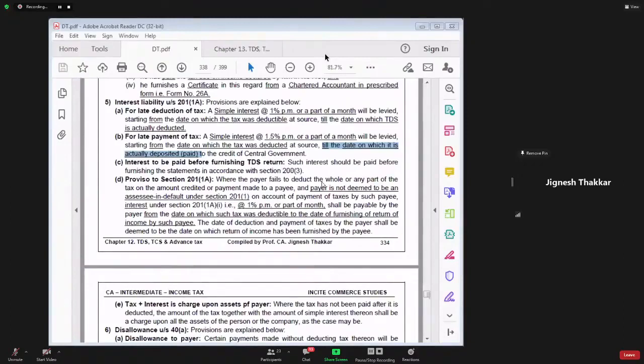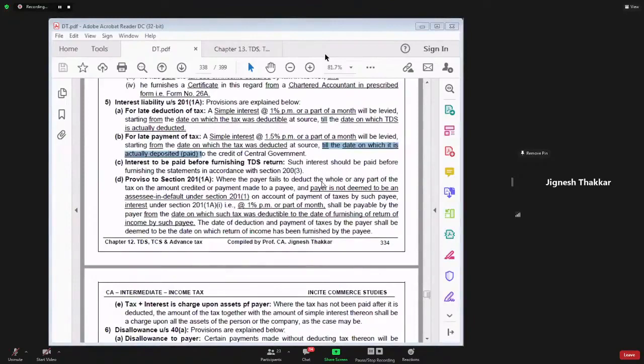Have you understood the example? Inside Commerce Studies, they have deducted my TDS on 15th of May. Whatever TDS they deduct in the month of May, they should pay to the government by 7th of June. Instead of 7th of June, they have paid this TDS amount to the government on 20th of June. So default will be considered from which date? Will you consider default from 8th of June or from 15th of May?